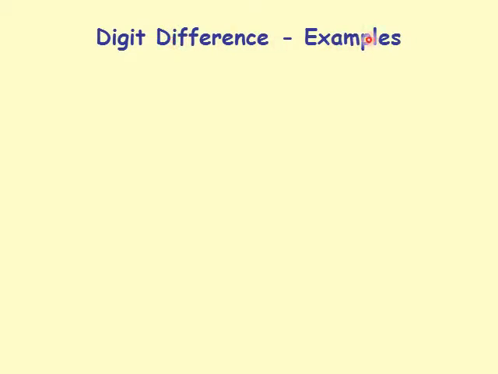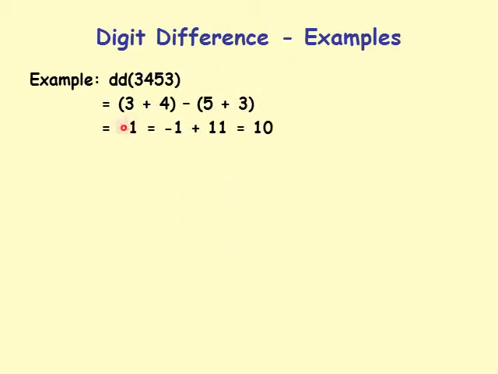Let's continue and have some examples. Example: compute the digit difference of 3453. So 3 is A0 and A2 is 4, so 3 plus 4, minus A1, which is 5, and A3, which is 3. So 3 plus 4 is 7, minus 5 plus 3 which is 8. So it's 7 minus 8, which is minus 1. Then we can add the period to it. Minus 1 plus 11 is 10. So the digit difference of 3453 is 10. We did not have to redo the digit difference because we have a reasonable number, which is between 0 and 10.